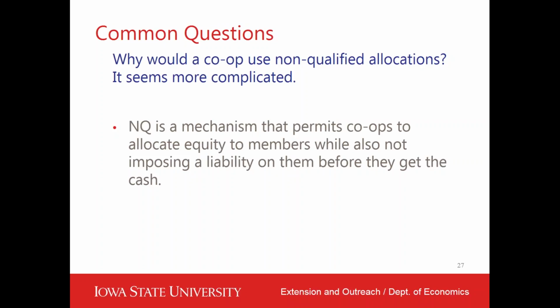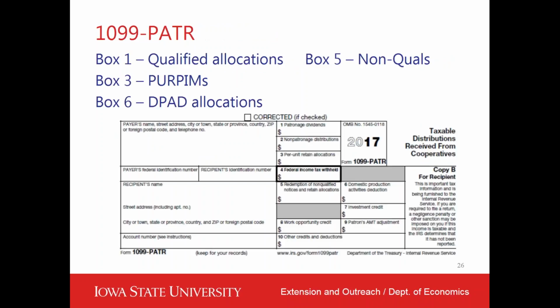Keri, can we go back to the form real quick? Yes. We have a question. Could you explain box 3 a bit more? Does it have anything to do with the sales the farmer made to the co-op?